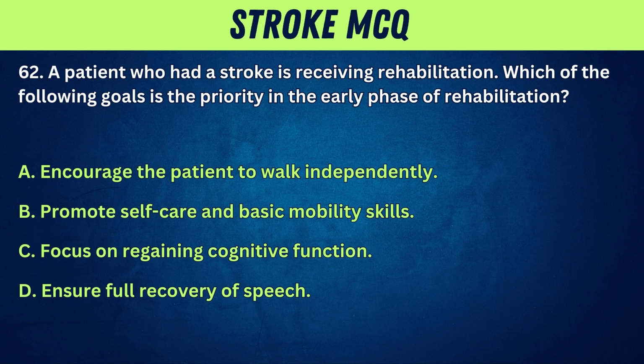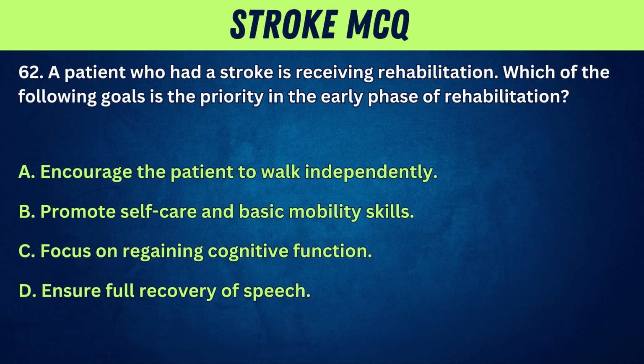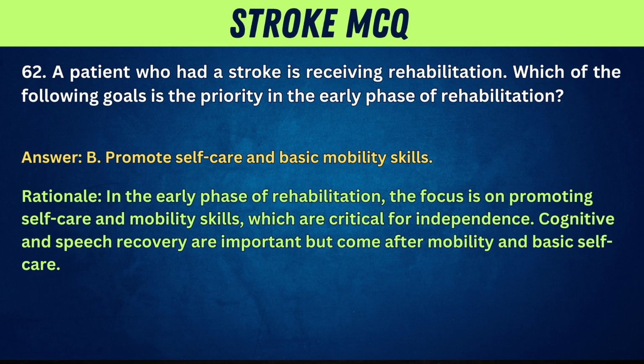Which of the following goals is the priority in the early phase of rehabilitation? A. Encourage the patient to walk independently. B. Promote self-care and basic mobility skills. C. Focus on regaining cognitive function. D. Ensure full recovery of speech. Answer: B. Promote self-care and basic mobility skills.